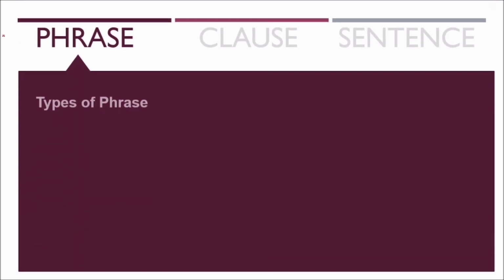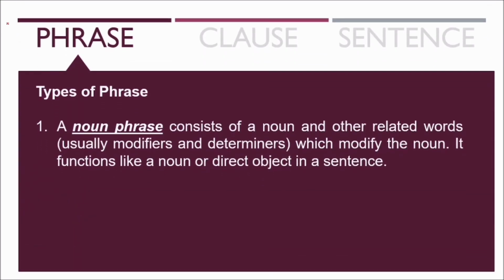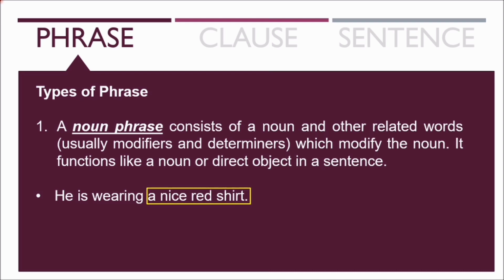Let's go first to our noun phrase. It consists of a noun and other related words, usually modifiers or describing words, and determiners, which modify the noun. It functions like a noun, of course, or direct object in a sentence. For example, he is wearing a nice red shirt. A nice red shirt is our noun phrase, and this one serves as direct object.